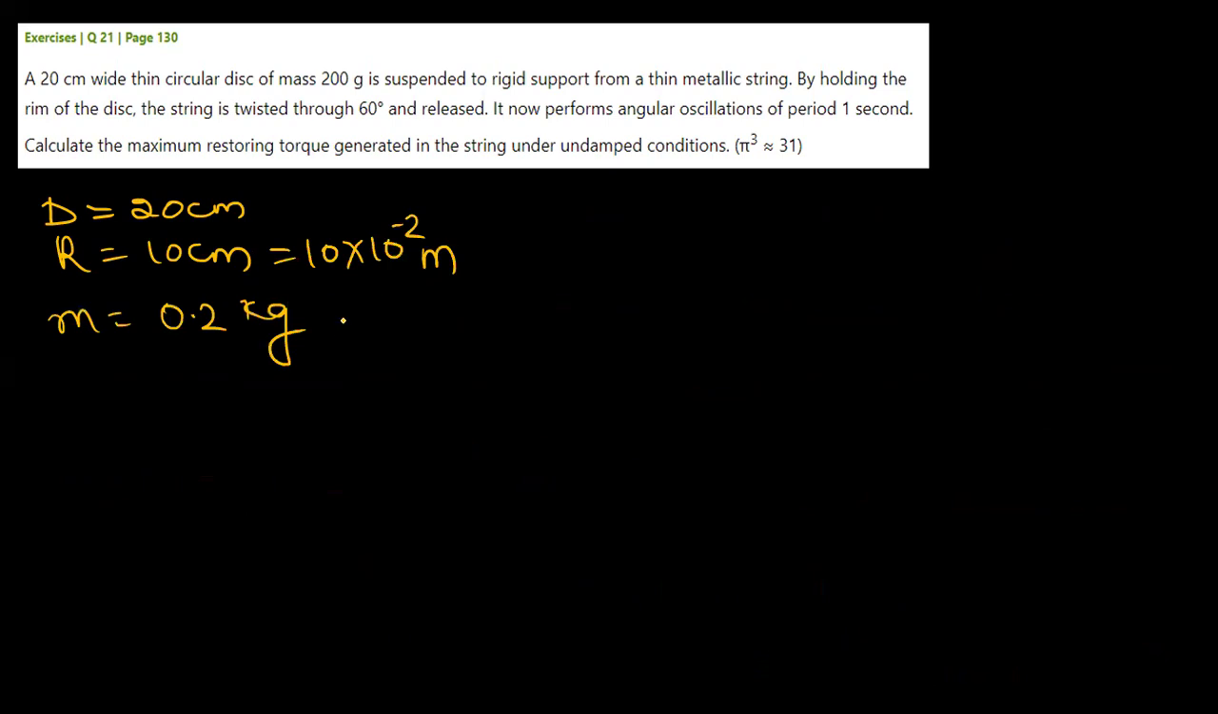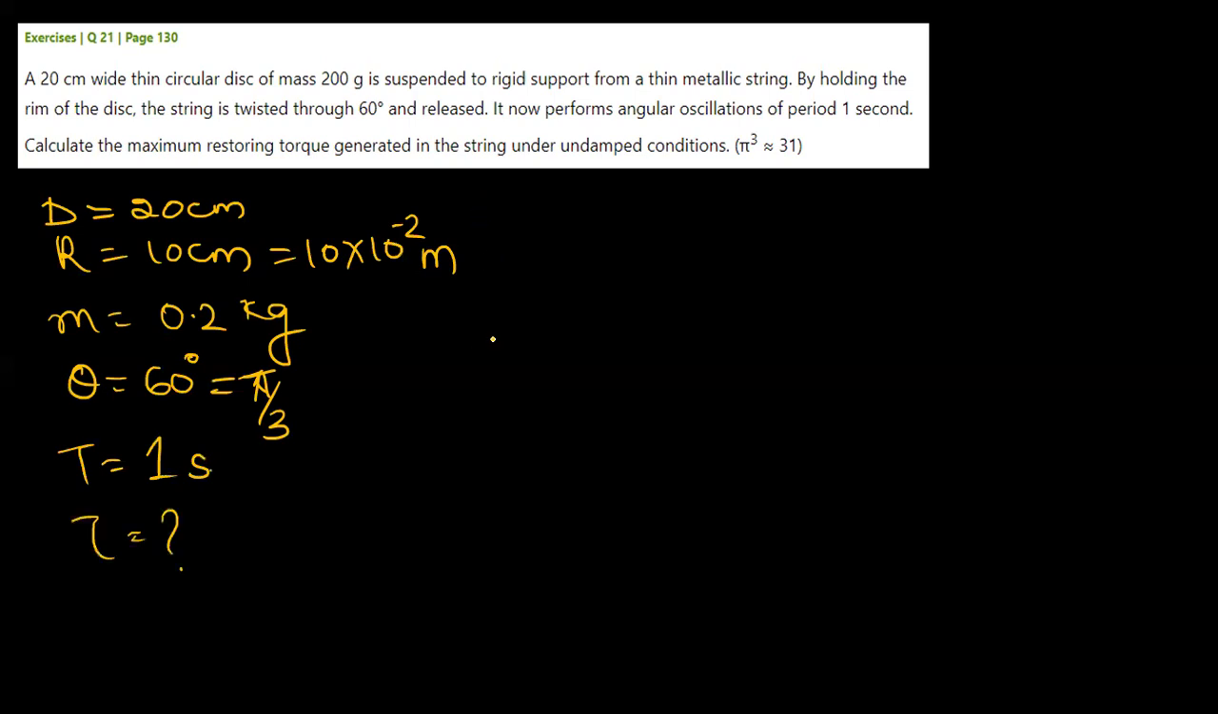It is suspended through a rigid support from a thin metallic string. By holding the rim of the disc, the string is twisted through 60 degree. So theta is given 60 degree, right? 60 degree and released. I can make it in radian, that is pi by 3. It performs angular oscillations of period 1 second. Time period is given 1 second. Find the torque acting on it.